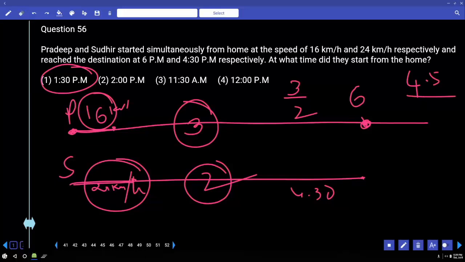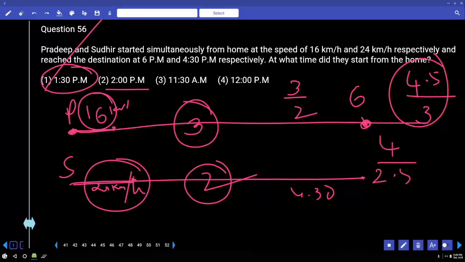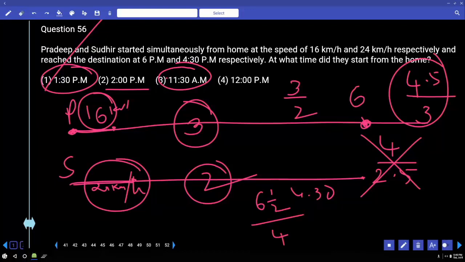How many hours done by Sudhir? What is the ratio? 3:2. Obviously, the first option should be the answer. If it is 2 o'clock, this is 4 hours, this is 2.5 hours, which is not equal to 3:2. 11:30 means 6.5 hours and 4 hours, not 3:2, like that. First option will satisfy the ratio, therefore the answer is 1:30. They started at 1:30 in the afternoon. He reached at 6, he reached at 4:30.